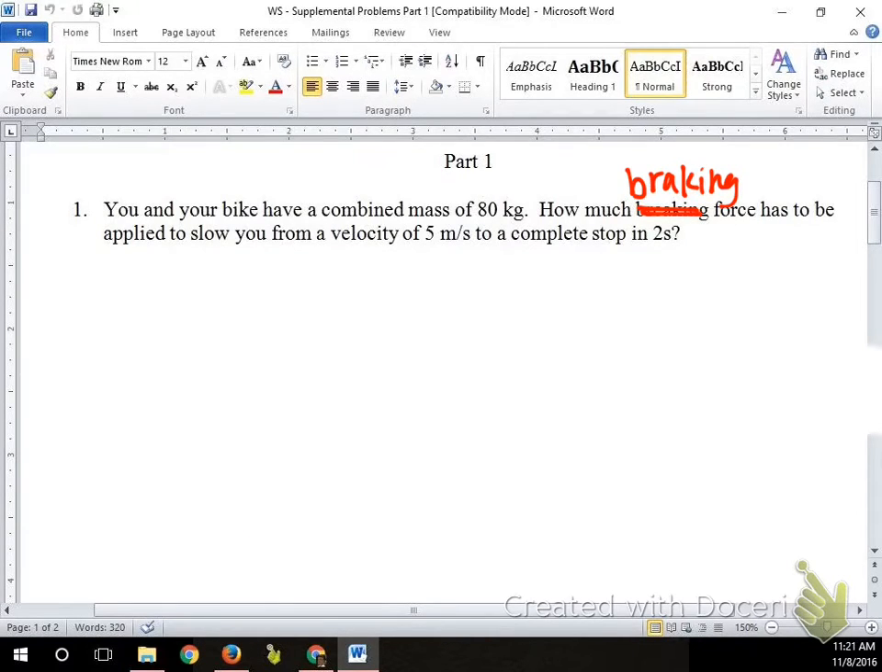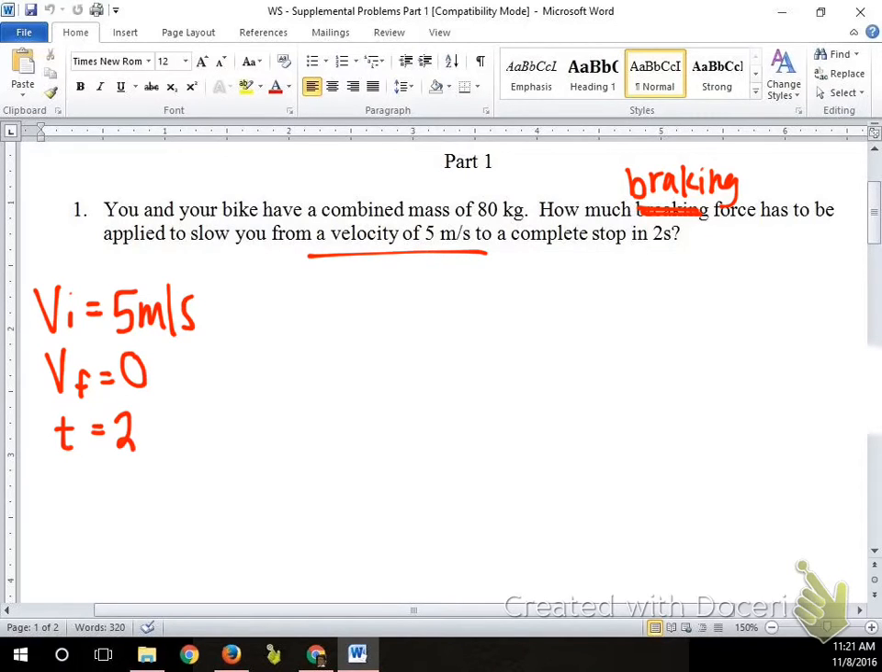Okay, so let's see what variables we have here. 5 meters per second, what does that tell us? Initial velocity or final velocity? Initial. Good. And what's our final velocity? 0. Good. What else do we know? Time is 2 seconds, and we know our mass is 80 kilograms.